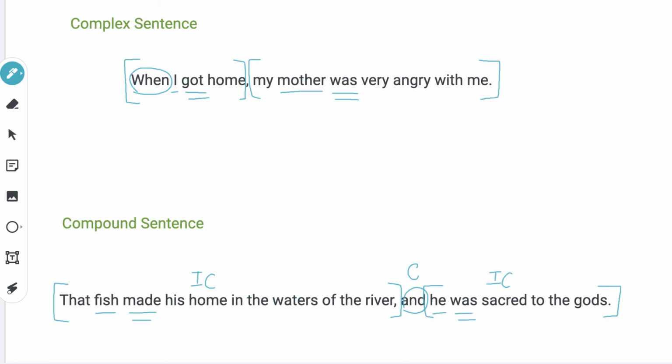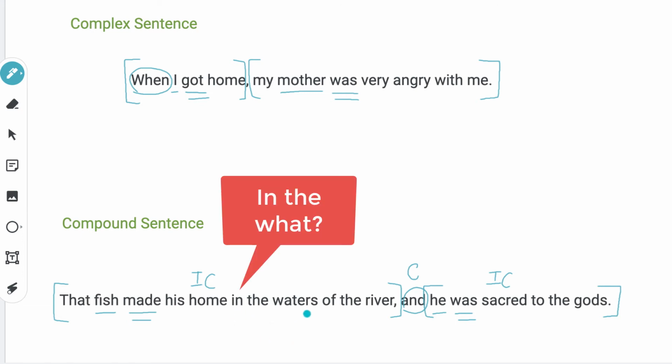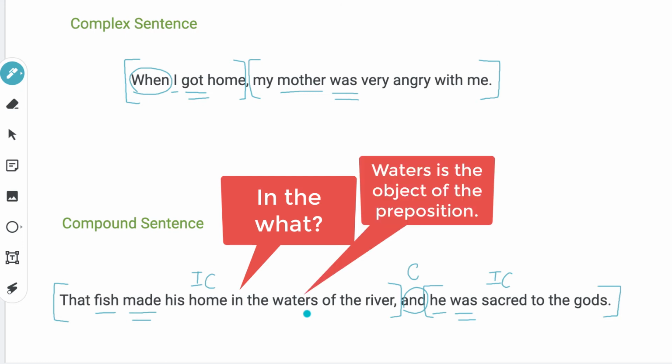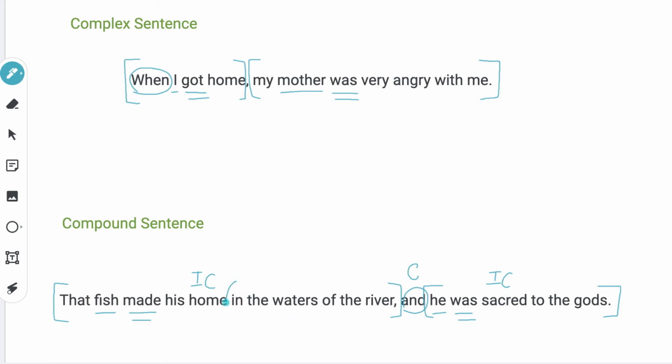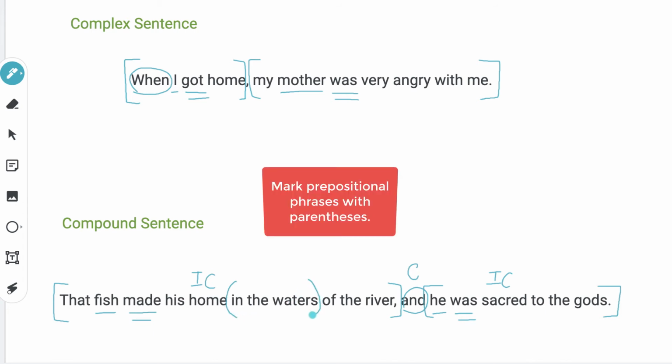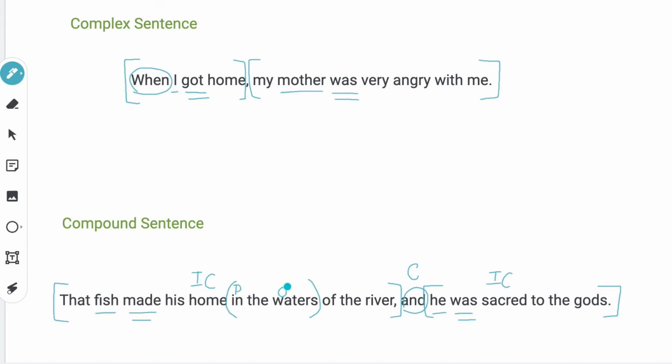Do we see any prepositions in this sentence? Well, I see one here, in, and I see another one, of, and then I see a third, to. Once we've found the preposition, we can ask a question about that preposition to find the object. So we'll look at this preposition in. In the what? In the waters. So waters would be the object of that preposition. Let's put parentheses around this prepositional phrase, and we can mark this preposition with a P, and then we'll mark this object with an OP to stand for object of the preposition.